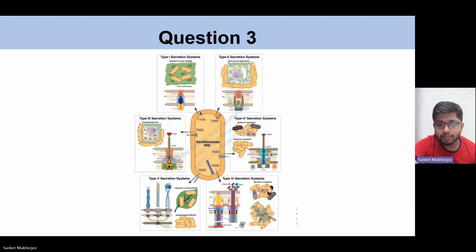And then there are type 6 secretion systems, which are important for the bacteria to kill any competition that might also be there. So that's important for their survival. That's how they evolve.